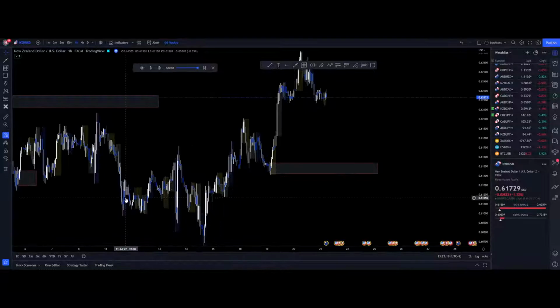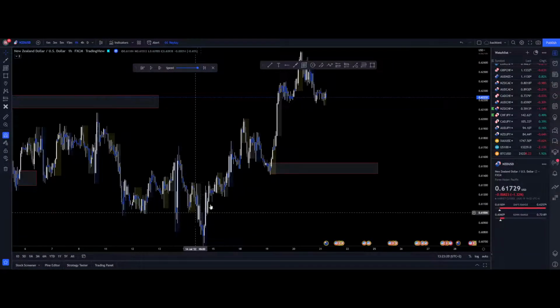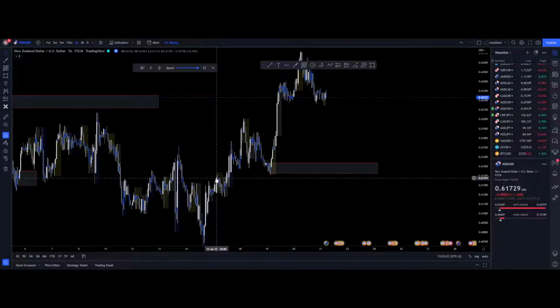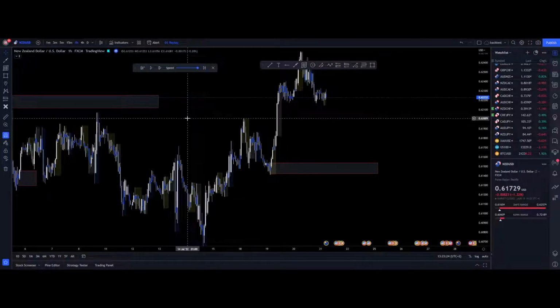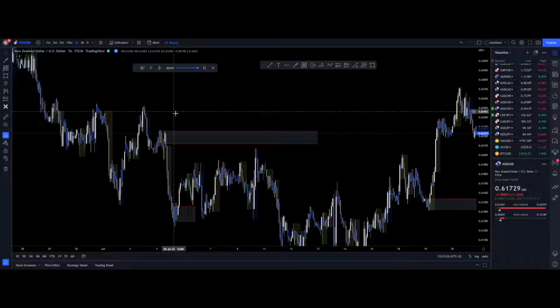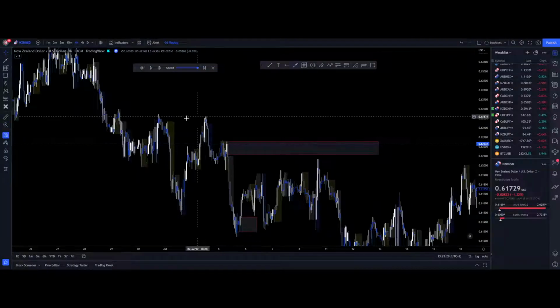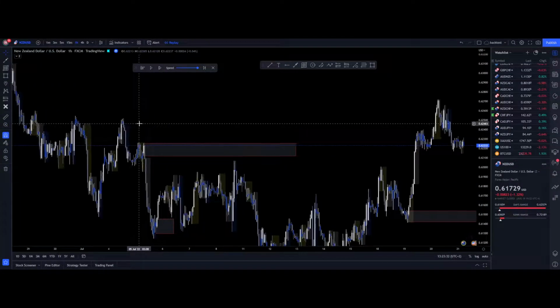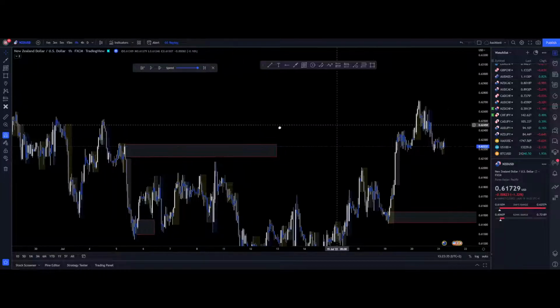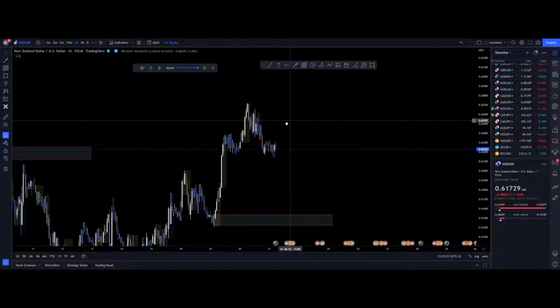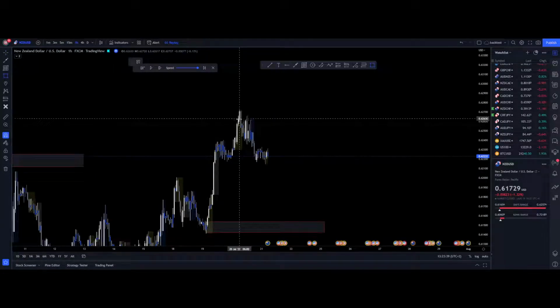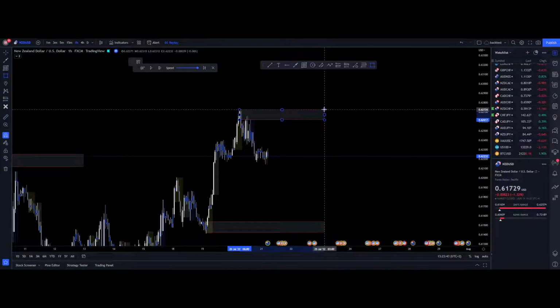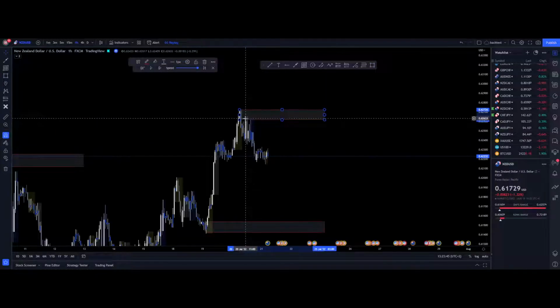Because there is no point, like this is mitigated, there's no point in marking this. This is mitigated. And basically what mitigated and unmitigated means is whether the price is efficient or not. So let's say, wait, let me look. Like this zone over here. The price started to go up again over here.